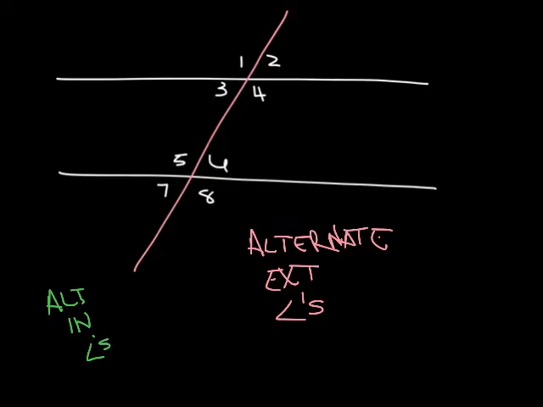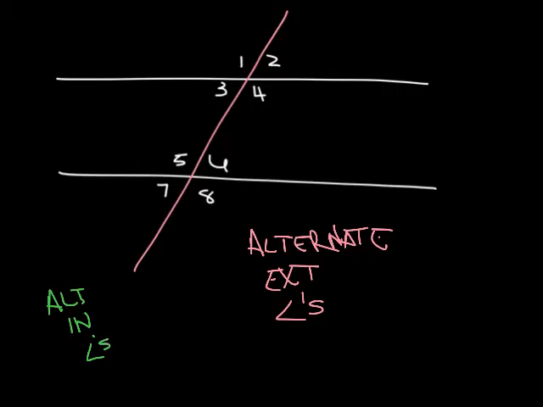corresponding angles. So let's see if I can get rid of these angles here. And let's look at corresponding. We'll do those in blue. Corresponding angles would be angle 2 and angle 6. Those are going to be the same angle. Angle 1 and angle 5 are the same. 3 and 7 and 4 and 8 are going to be the same. So, lots and lots of things you can get from that.